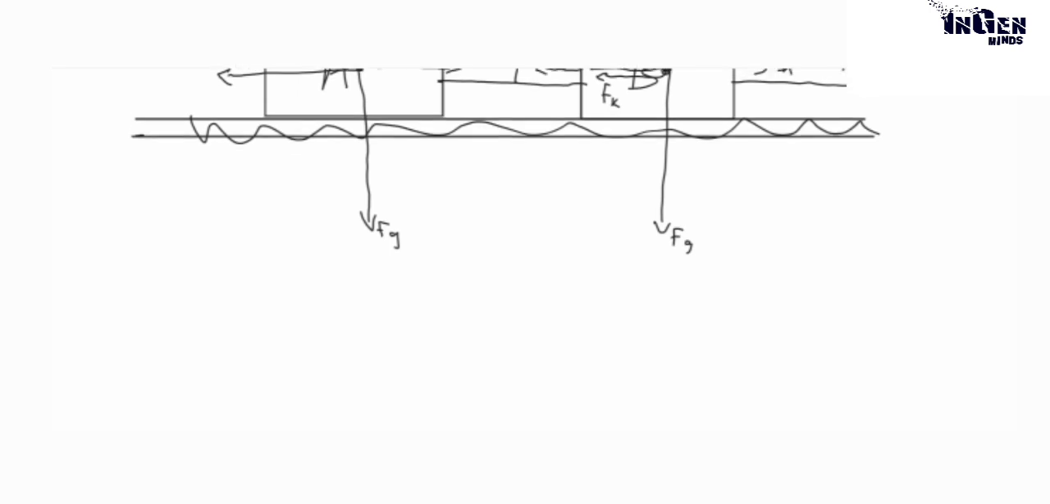We're just going to go ahead and draw the free body diagrams. So in the free body diagrams, we know that we're just going to have the normal, the gravitational force. This is for box A, right?